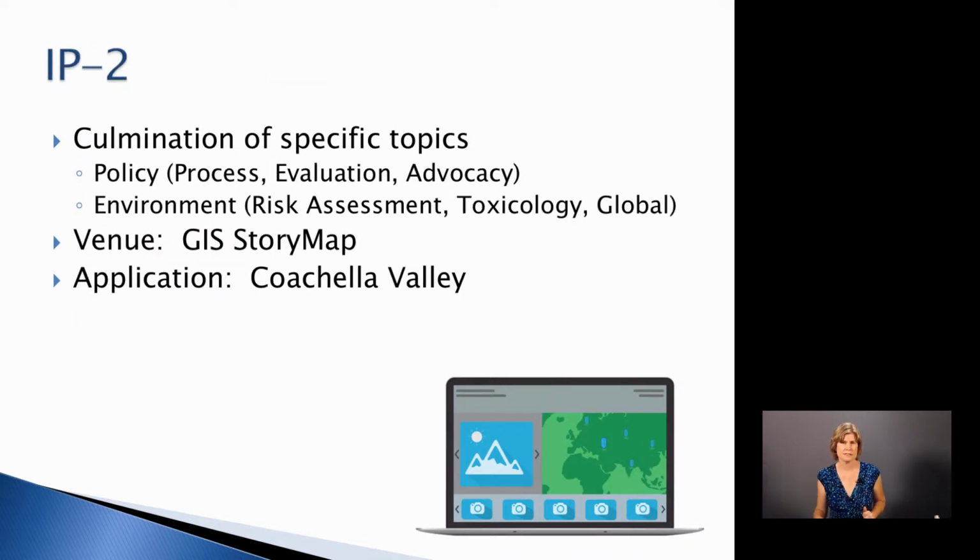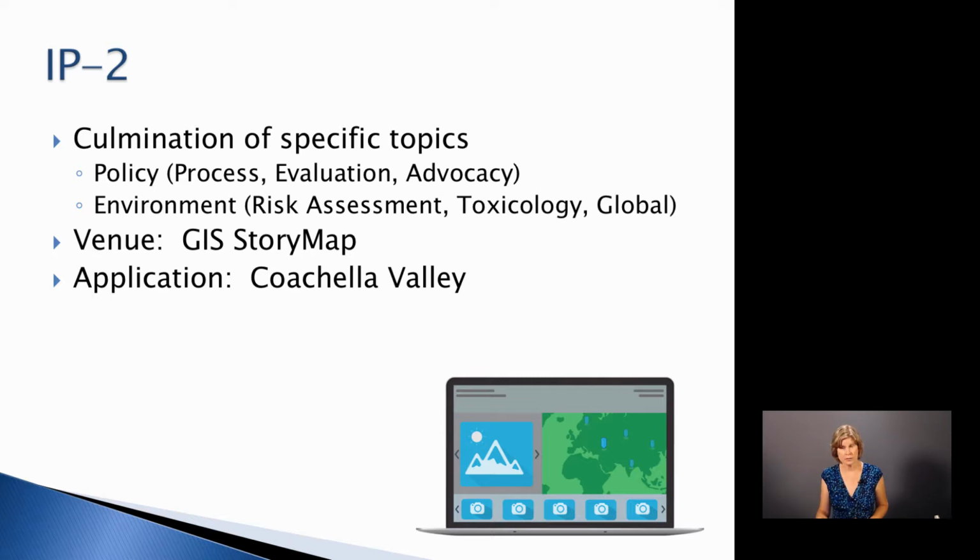Specifically, let's discuss the second IP for this quarter and use this as an example for other IPs. This IP is the culmination of 2 disciplines and 3 different modules. The policy discipline has 3 modules on policy process, policy evaluation, and advocacy. The 3 modules in environment are risk assessment, toxicology, and global public health.